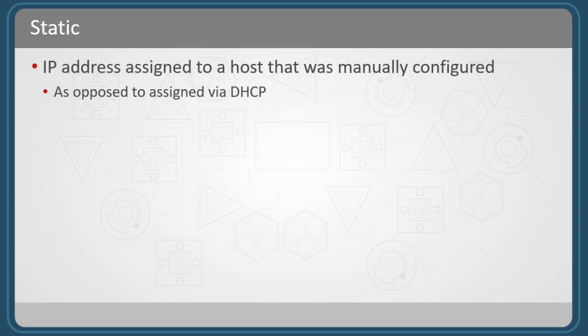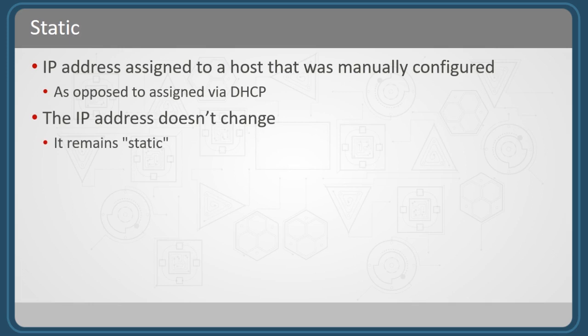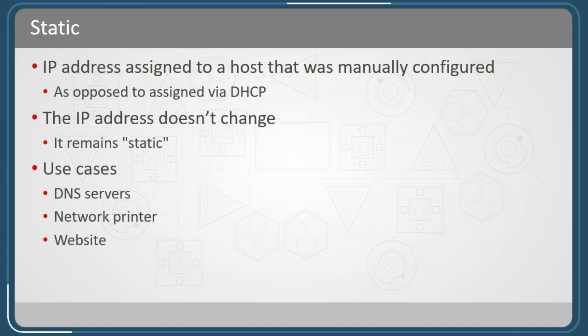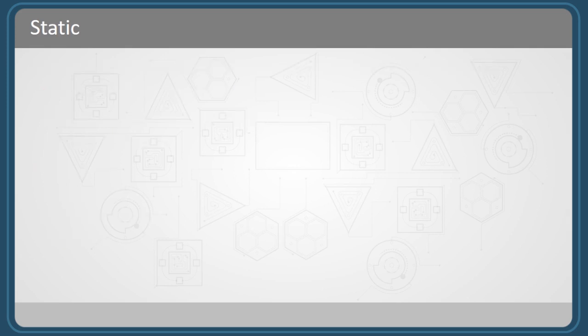Now, the alternative is static addressing. This is an IP address assigned to a host that was manually configured as opposed to using DHCP. The IP address does not change in this regard, hence it remains static. So some common use cases are your DNS servers and various other servers, your network printers, websites, things along those lines where you just don't ever want the address to change. With clients using DHCP, your address can change, and fairly often. So static addresses eliminate that possibility. It will always have the same address.